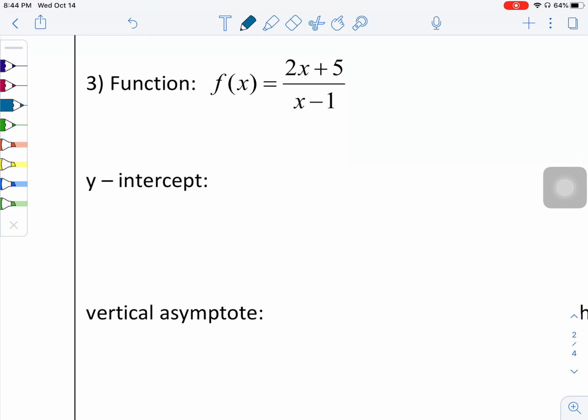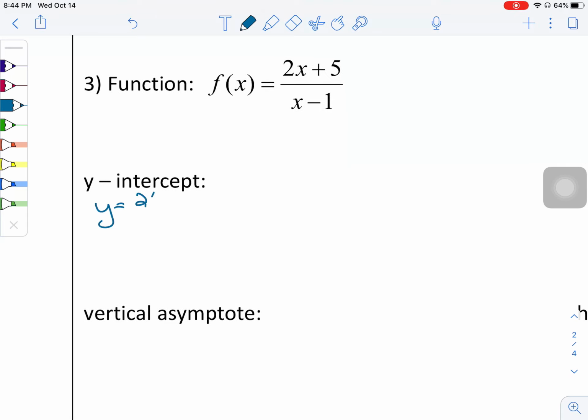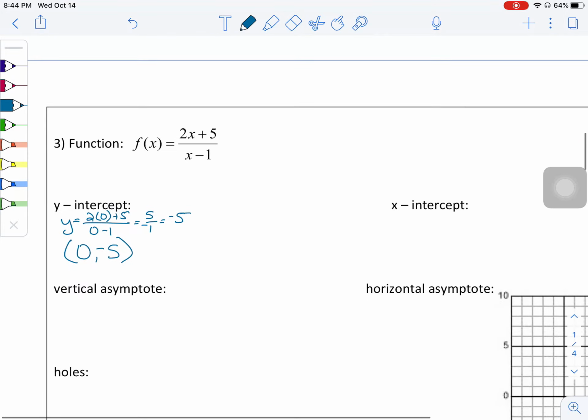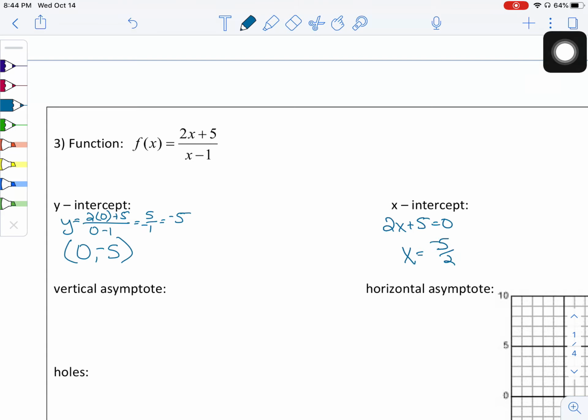Y-intercept, make x equal to 0. So 2 times 0 plus 5 over 0 minus 1. So 5 over negative 1 is negative 5. So 0, negative 5. Let's see, x-intercept, I'm going to set the numerator equal to 0. So x is equal to negative 5 halves, which gives me an x-intercept of negative 5 halves, 0.